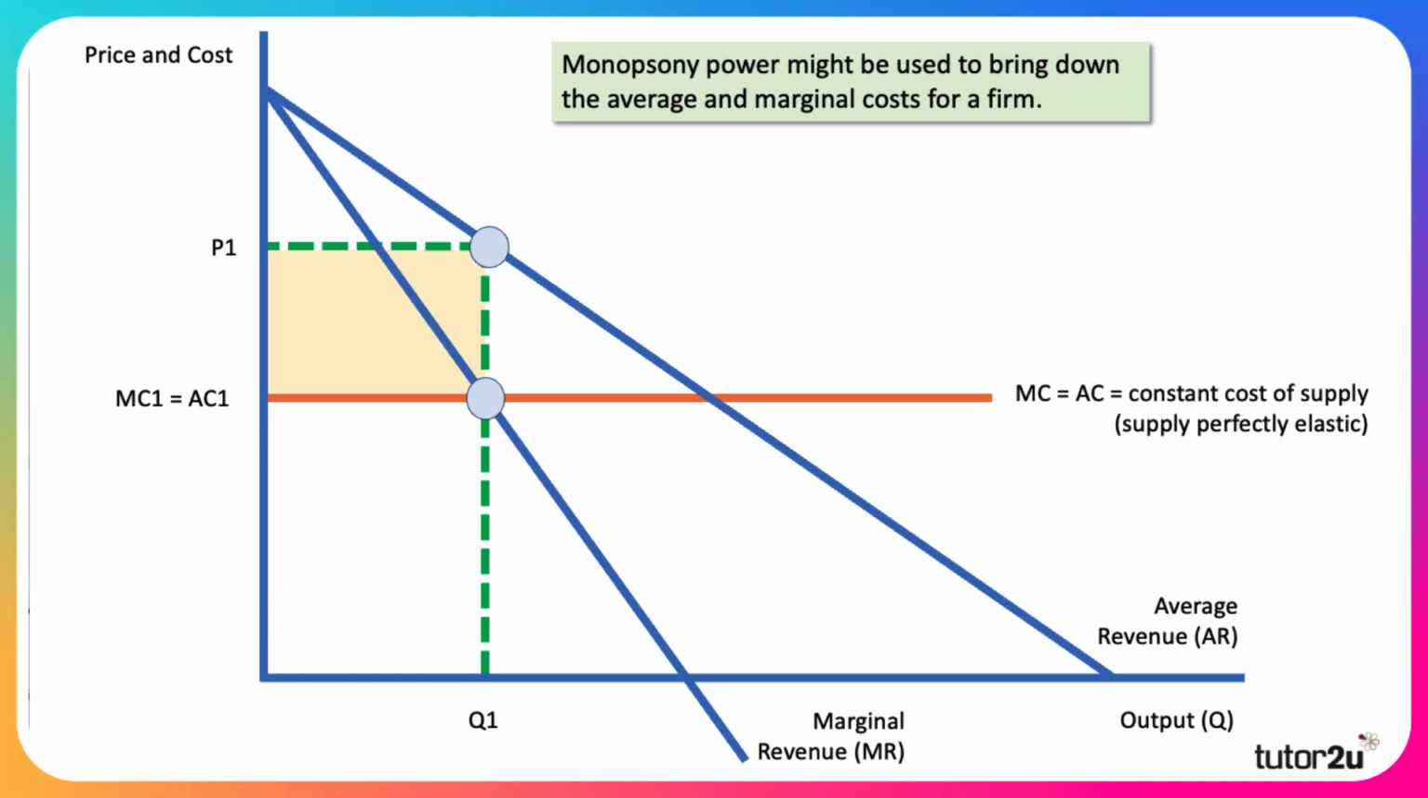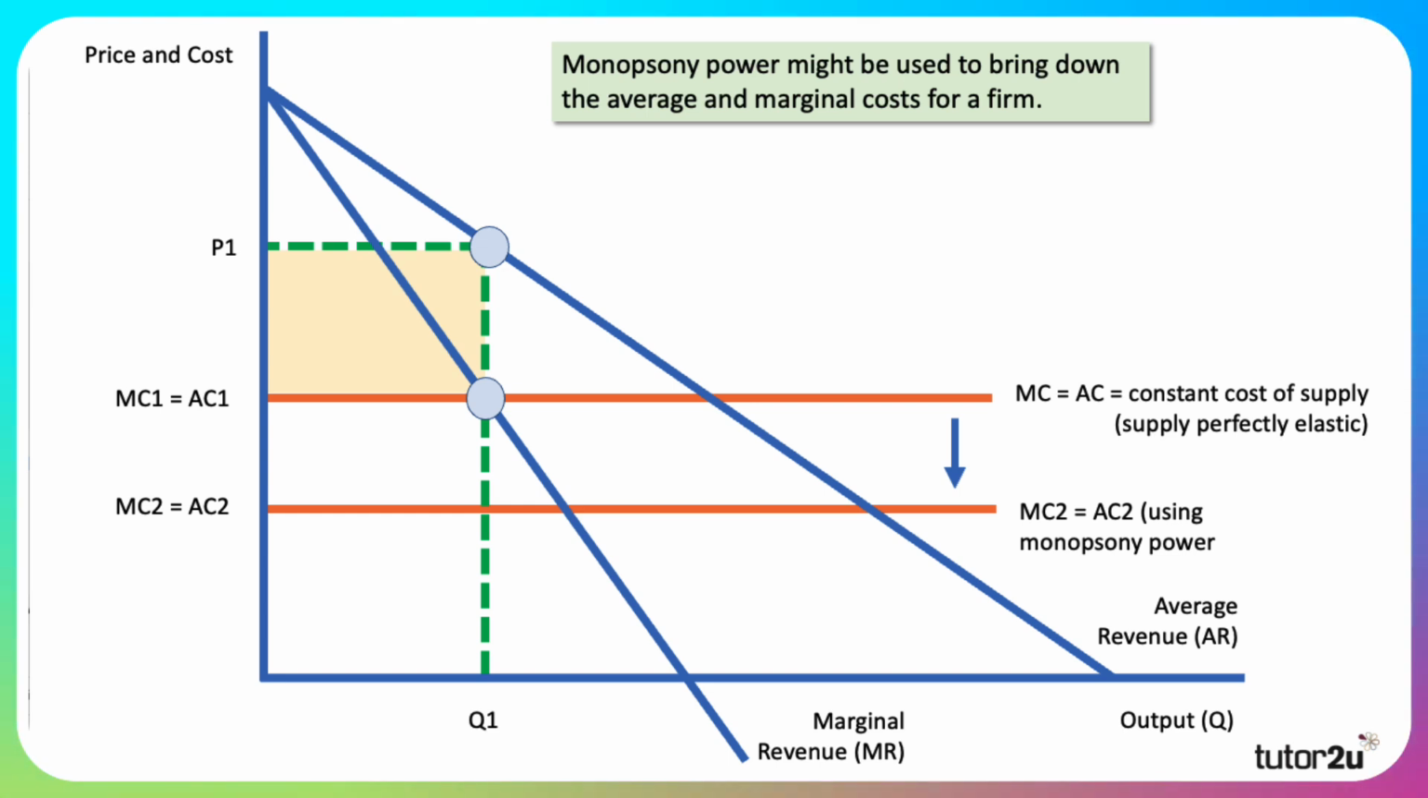Now here's the analysis. So how might monopsony power affect price and cost? Well, I'm going to assume here for simplicity's sake that the marginal cost of supply is equal to the average cost. In other words, I'm going to draw a perfectly elastic supply curve shown there in orange. All that means is I've dropped the assumption of diminishing returns. I'm assuming that this firm can supply at constant cost per unit. So a profit maximising firm will produce an output of Q1, charge a unit price of P1, and they can make a tidy profit shown by the shaded area there.